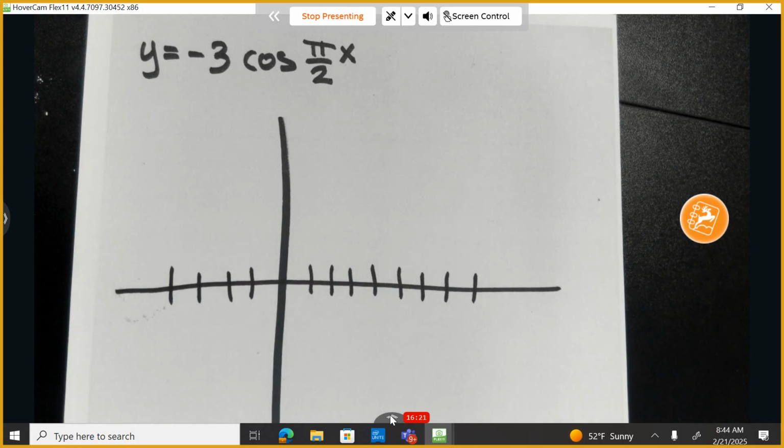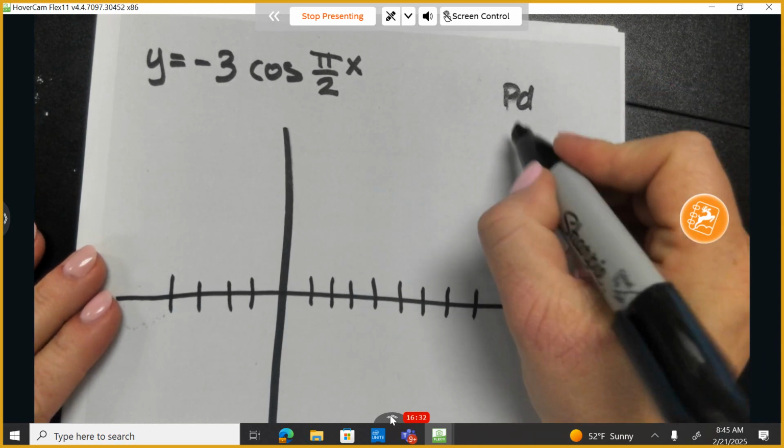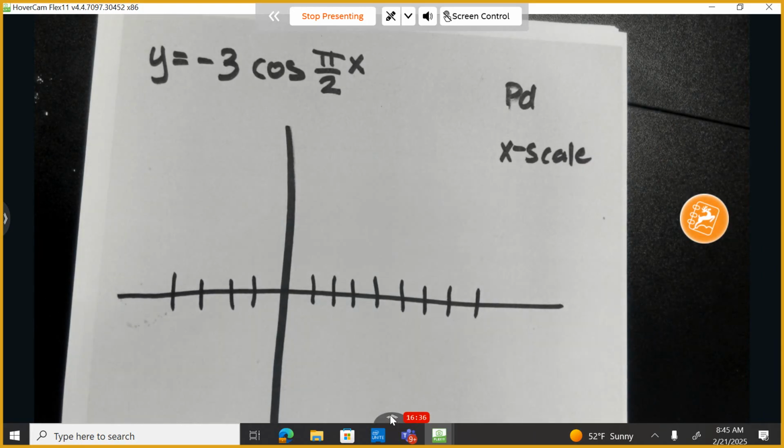Turn to your partner, what is step 1 always? Okay, ready? 2 push-ups if you don't say it. What is step number 1? Go. Period. Here we go. So period. How do I figure out the period? Period and x scale. If you are faster than me, then keep working at identifying those two values.